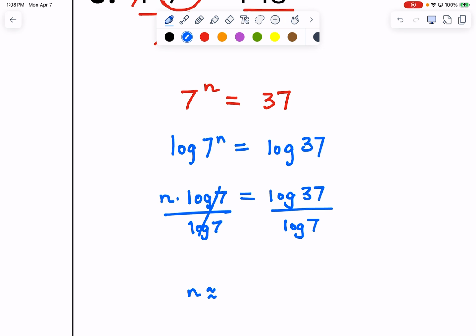Are you sure? Did you close parentheses? Type in log 37 again. Log 37, close parentheses, divided by log 7. She got it right. She didn't round it. Oh, you didn't round correctly. Okay. 1 point what? 86. 1.86. Are we okay? Got to round correctly.